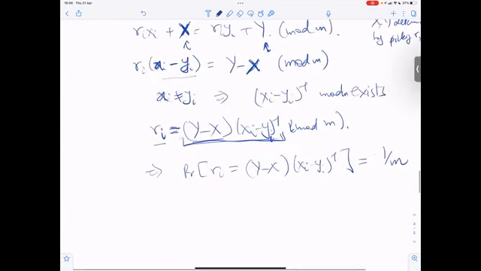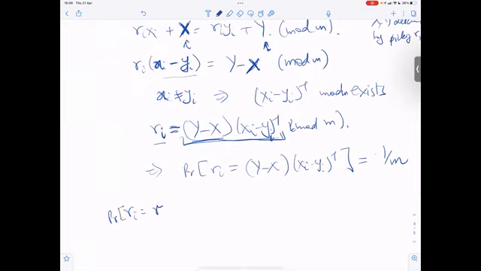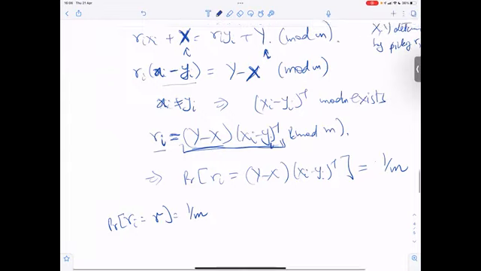So the probability of Ri being equal to some particular value R naught is just 1 by n. Correct? Yes, sir. Thank you, sir. So this is just 1 by n. Correct? Yeah, more questions?